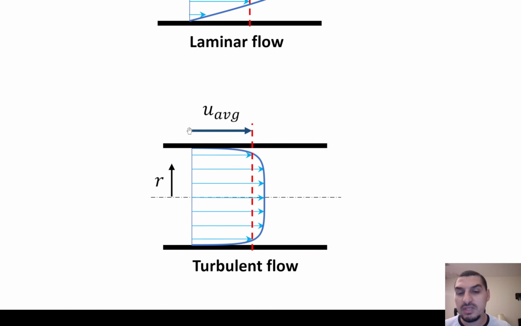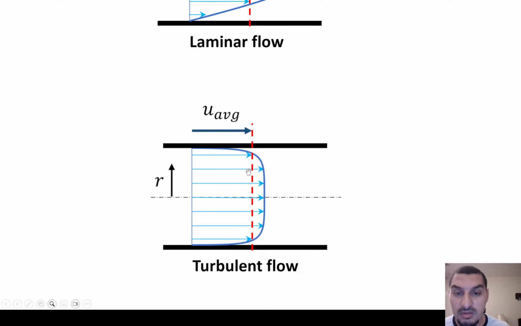For turbulent flow, it has a very different velocity profile. And this profile is very intuitive if you just think of it from a pure conceptual point of view. So we know that the turbulent flow is a flow that has high inertia, and this is because the Reynolds number is high. It means that the inertial forces are much higher than the viscous forces, so the fluid can flow with high inertia.